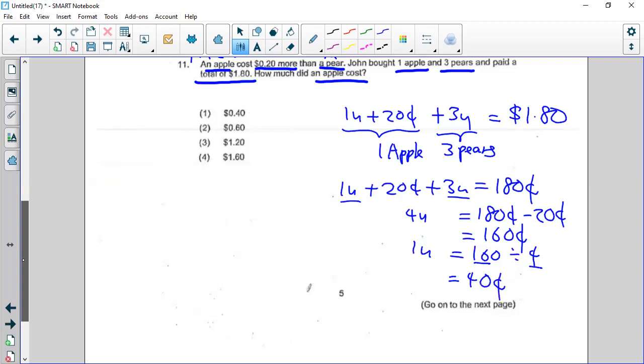And then how much is 1 apple? 1 apple is 1 unit plus 20 cents. So 40 cents plus 20 cents, 1 apple must be 60 cents. So answer number 2, without the model. No model. So what you do is you just use the unitary method. So don't always have to draw model all the time. All right, let's go on to question number 12.